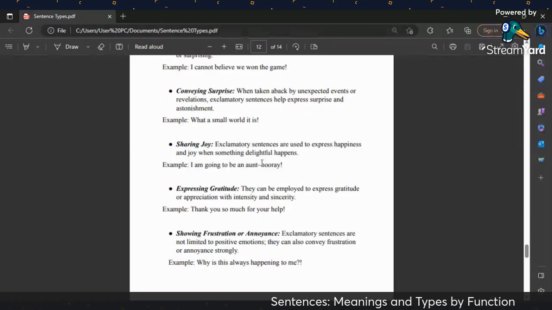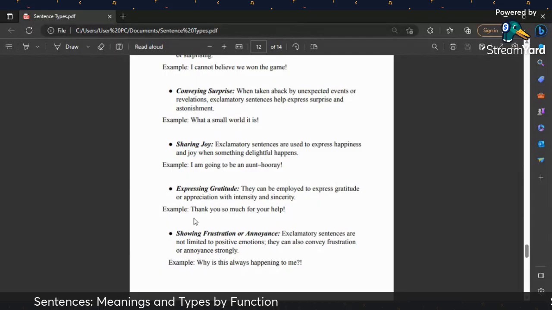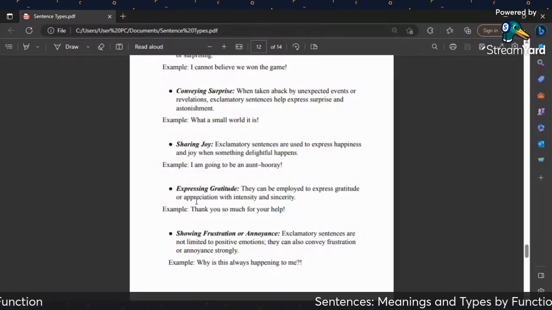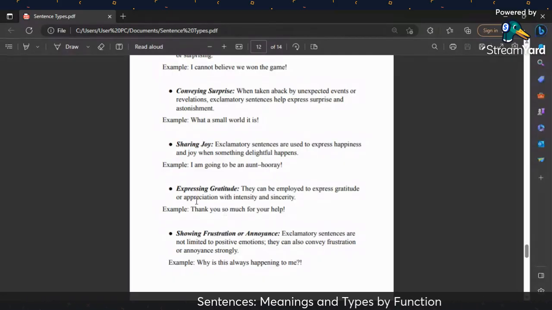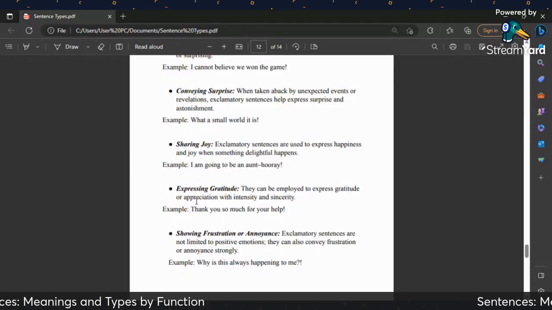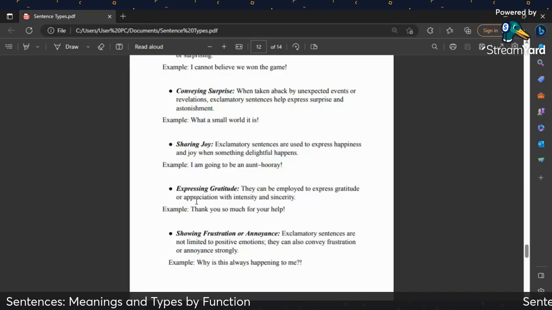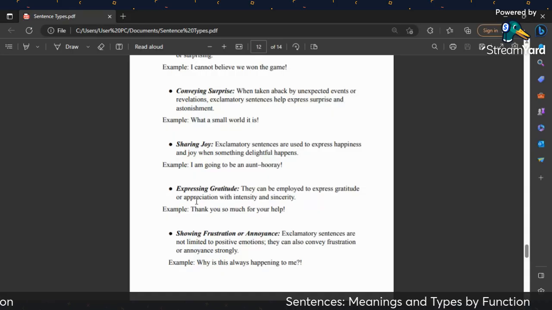Expressing gratitude. It can be used to express gratitude or appreciation with intensity and sincerity. Thank you so much for your help! I am a keen person when it comes to punctuation marks. Anyone who thanks me or expresses gratitude with the exclamation mark, I know that this person's gratitude is in depth. The person is so grateful. So feel free to make use of the exclamatory sentences when you are expressing your gratitude to show your receiver that you are really grateful.